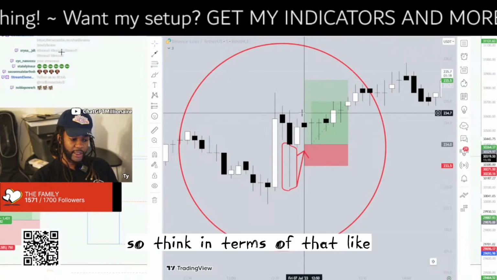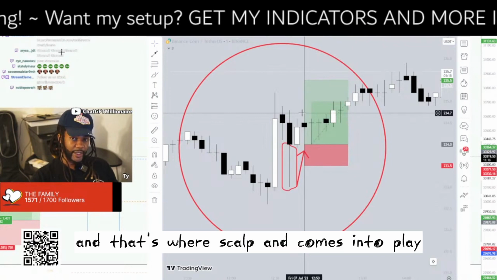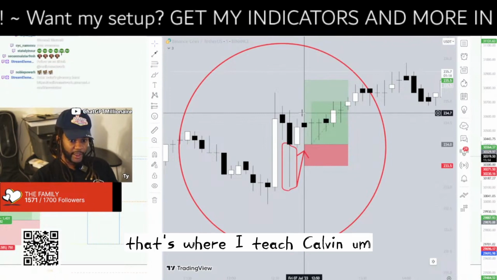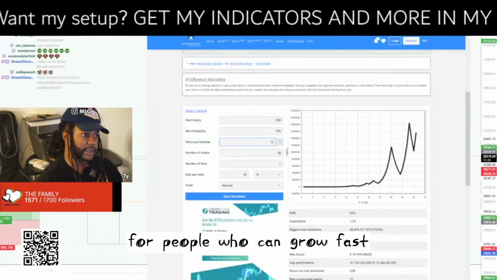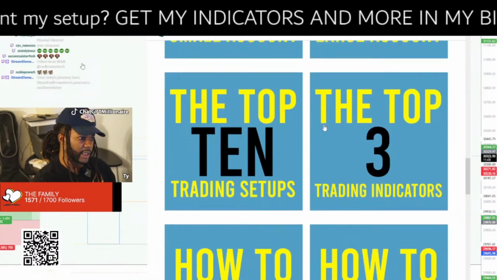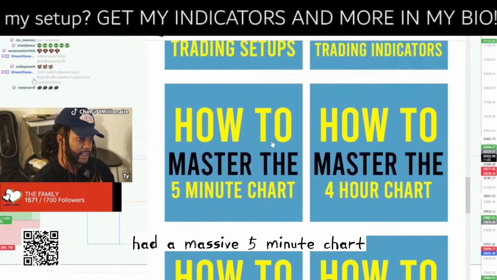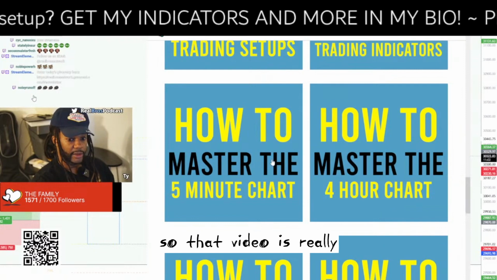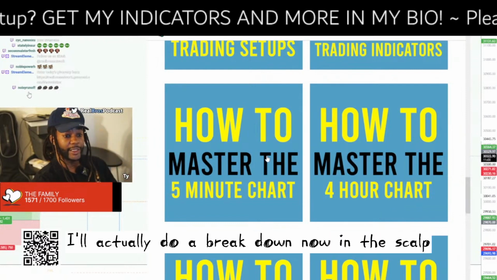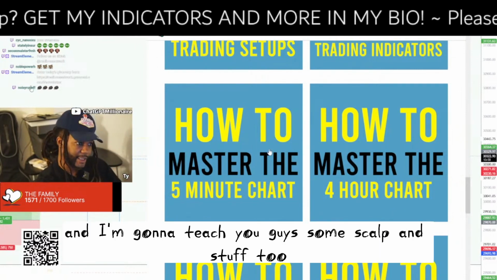So think in terms of that, and that's where scalping comes into play. That's where I teach scalping, for people looking to grow fast and take more trades. I think right here is how to master the 5-minute chart. I'll actually do a breakdown now on scalping. I want to teach you guys some scalping stuff too.